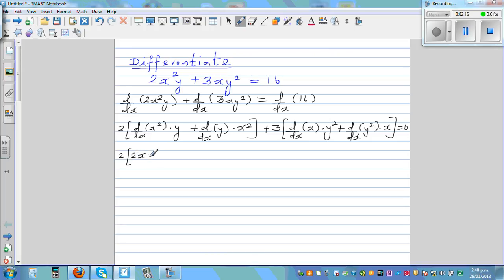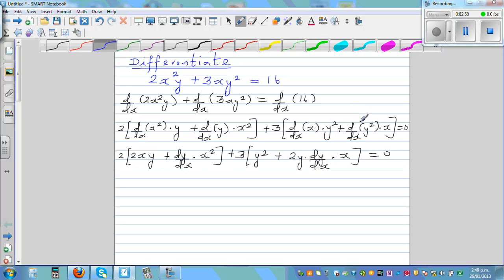So this is 2 times d by dx of x squared, which is 2x, times y, so 2xy, plus d by dx of y is dy by dx, so this is dy by dx times x squared, plus 3 times d by dx of x, which is 1. So 1 times y squared is y squared, plus d by dx of y squared is 2y times dy by dx. I'll explain this. Times x is equal to 0.